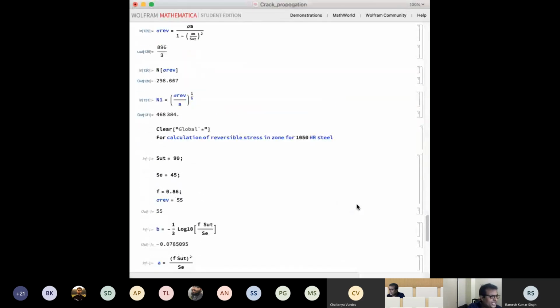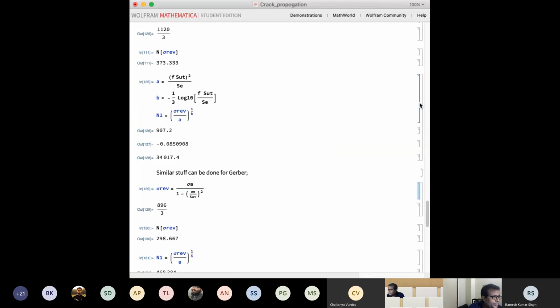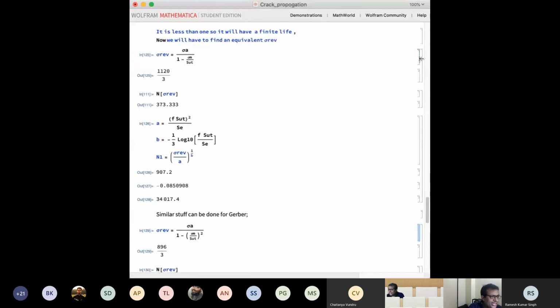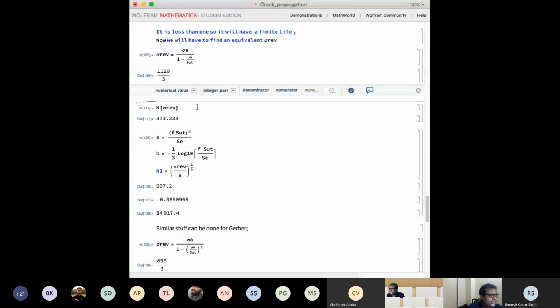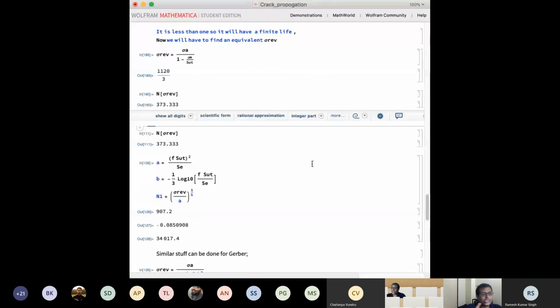So now I have this relationship. Sigma rev I got from the same modified Goodman relationship. I estimated SE with sigma rev, and find out that there would be some sigma rev for which this relationship is correct. So do that, and I will find out, this is numerical, let me find the numerical values, 373.33.